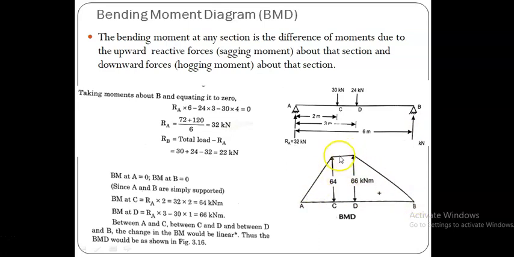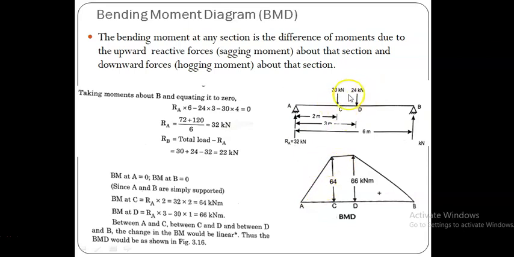Why do I connect all the points by straight lines? Because for this case I can write the equation. Let the distance be x in between A and C. Why do we connect by a straight line? The moment equation becomes, suppose I choose a section here at a distance x from A, RA into x. RA into x is nothing but the equation of a straight line, a linear line. And therefore I connect this with a straight line.